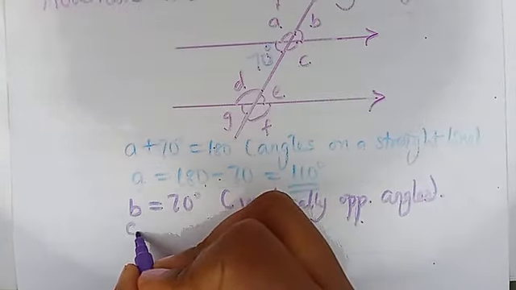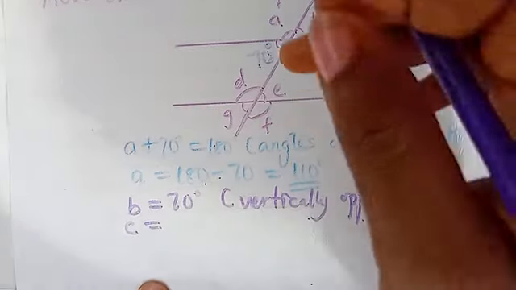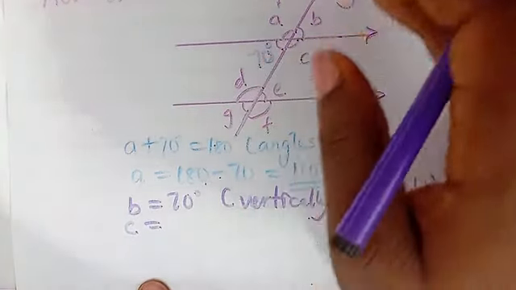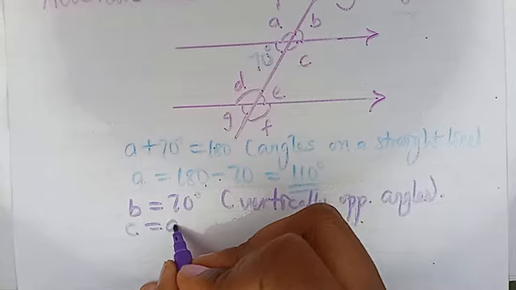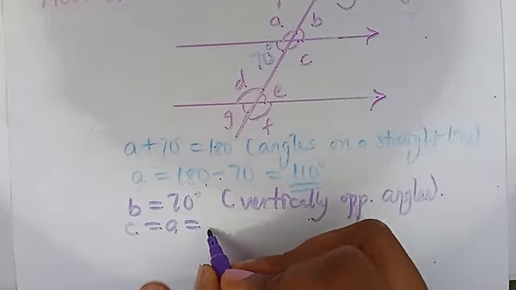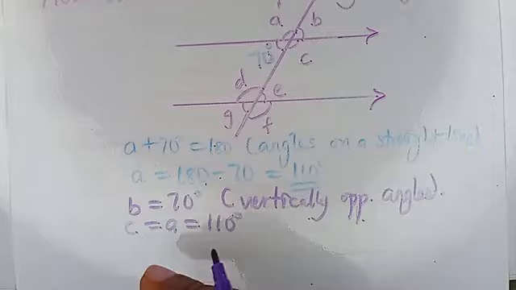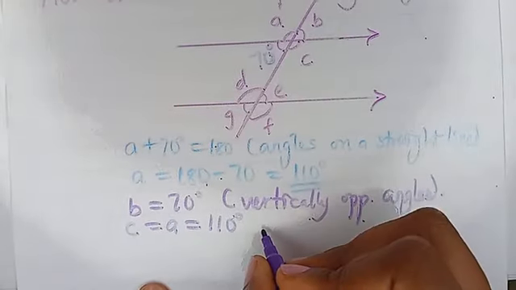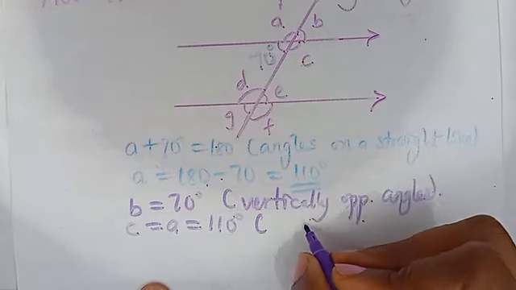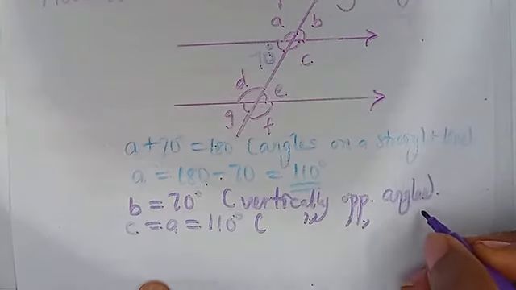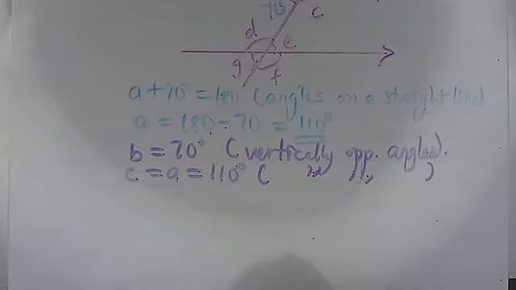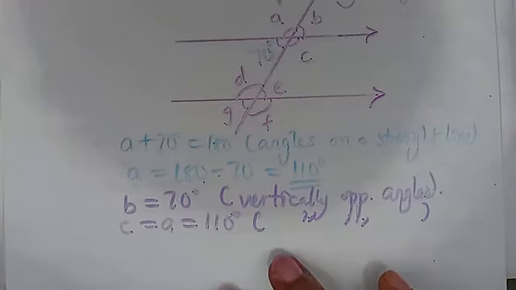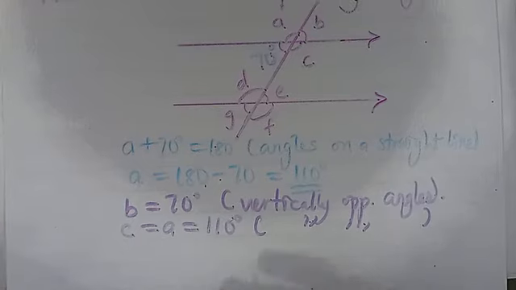We can say that angle C is equal to, we could use a straight line this way, or we could use vertically opposite angles. So angle C is equal to angle A, and angle A is equal to 110 degrees. So angle C is finally equal to 110 degrees, and our reason is still the same: vertically opposite angles. Now we are done with ABC. Let's look at D, E, F, G.